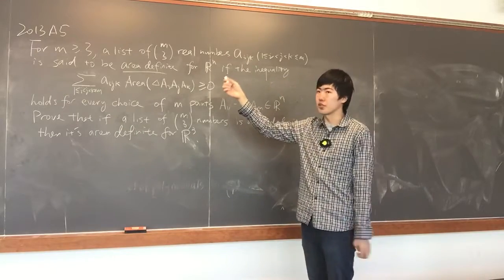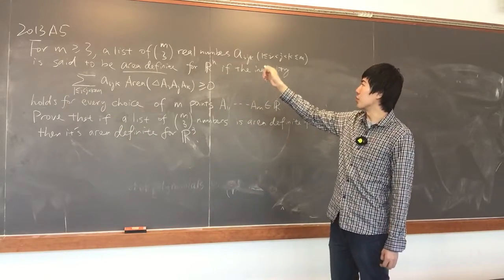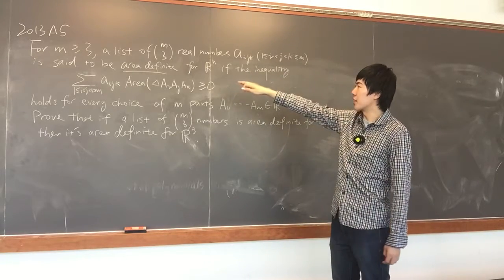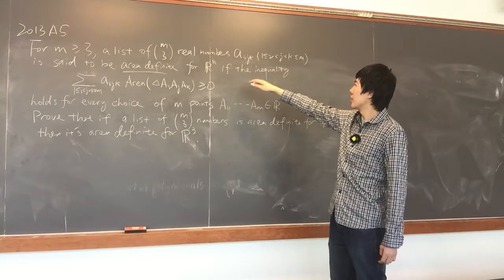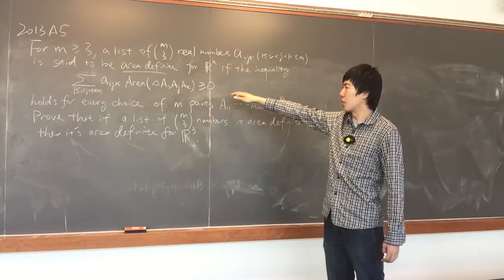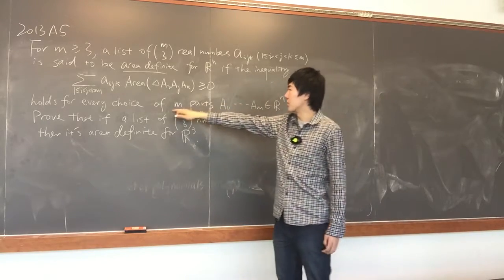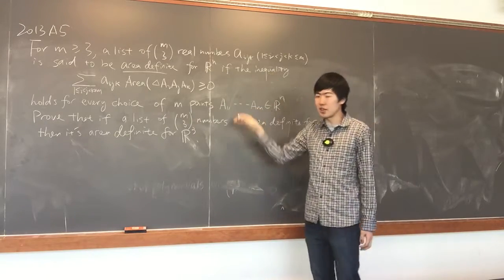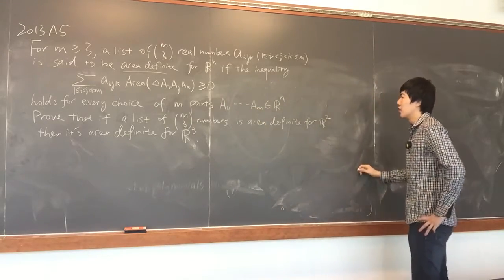So for m larger than or equal to 3, a list of m choose 3 real numbers a_{ijk} is said to be area definite for R^n if the inequality holds for every choice of n points A1 to Am in R^n. So what this actually means is we can do an example here.